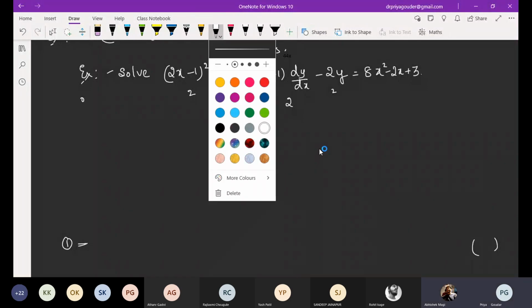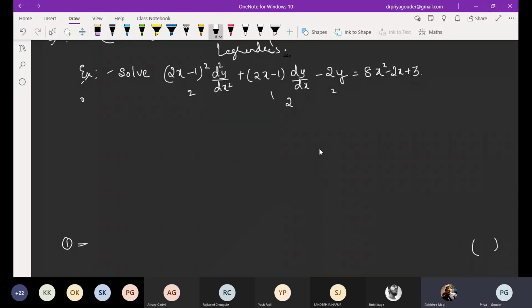Yes, ma'am. Let me take the example. Just write down the question. Solve (2x minus 1) the whole square into d square y by dx square plus (2x minus 1) into dy by dx minus 2y is equal to 8x square minus 2x plus 3.